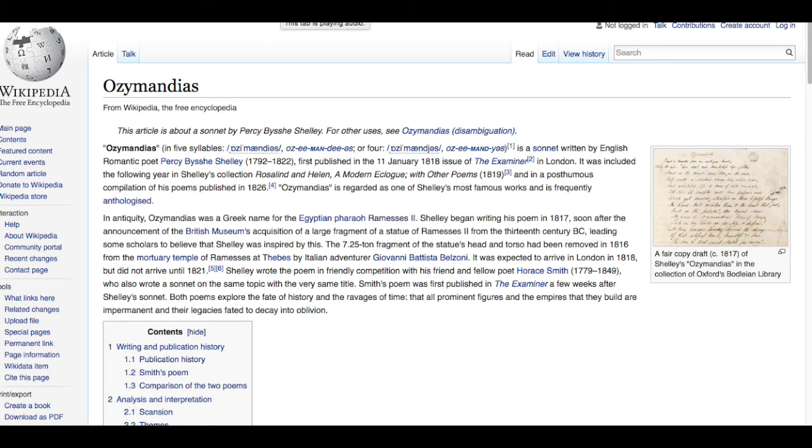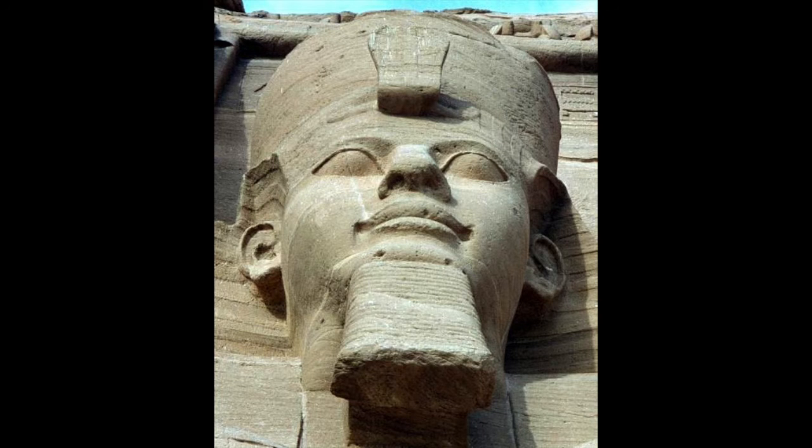Now, in antiquity, Ozymandias was a Greek name for the Egyptian pharaoh Ramesses II, who I'm showing you a statue of. Shelley began to write his poem in 1817, soon after the announcement of the British Museum's acquisition of a large fragment of a statue of Ramesses II from the 13th century BC, leading some scholars to say that Shelley was inspired by this.